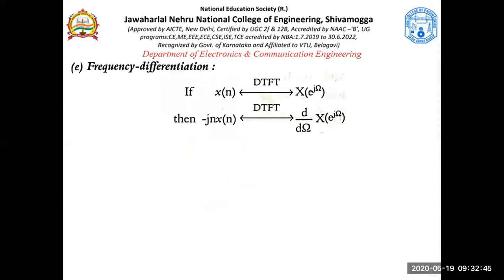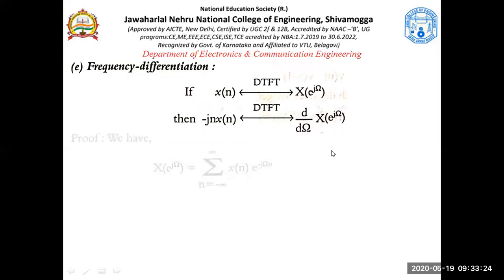Let's go on with the next property, frequency differentiation. We have seen the differentiation in Z domain, right? It is very similar to that. We have seen the relation between the Z transform and the discrete time Fourier transform. If you remember that, all these would be easier for you. See here, the frequency domain signal is being differentiated with respect to the frequency omega.